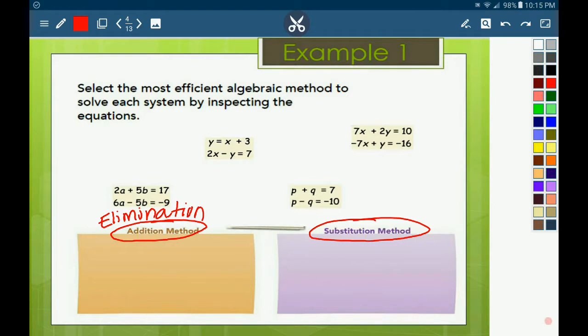So what I want you guys to look for in order to use the addition method is for the variables to be lined up, and one of the variables needs to be an additive inverse. Okay, I'm going to write that at the bottom. An additive inverse. An additive inverse means they have opposite signs with the same digit.